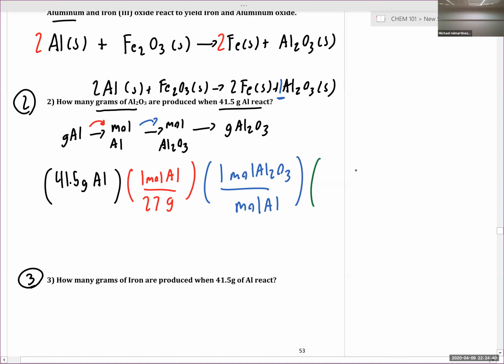Okay, so let's fill in. We're trying to calculate the grams of aluminum oxide in 1 mole of aluminum oxide. And we've actually calculated this molar mass previously as 102 grams per mole.